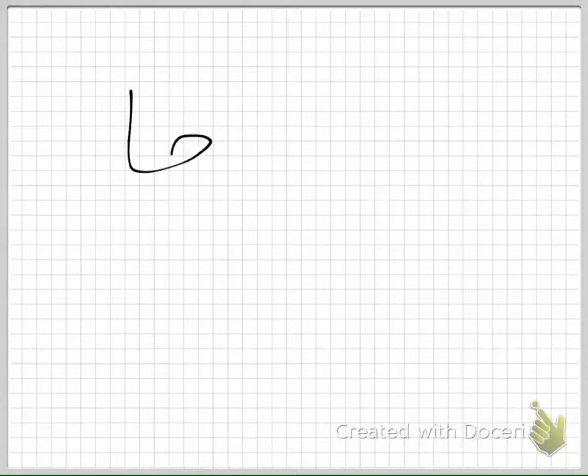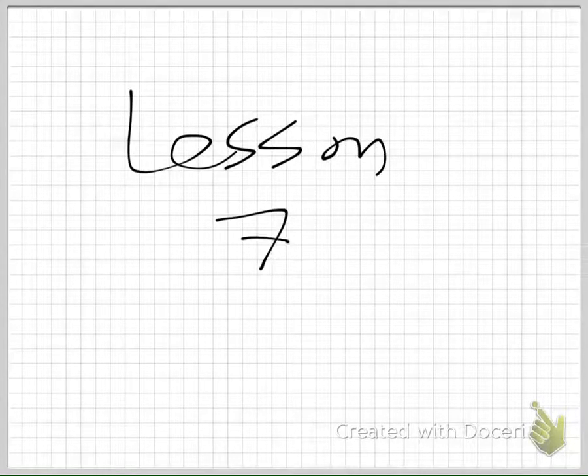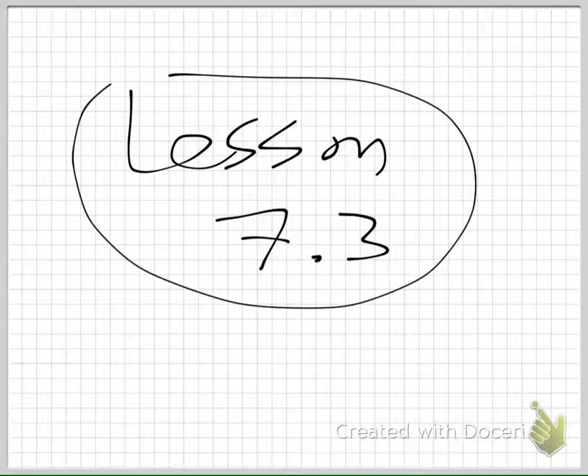This is Algebra lesson 7.3. This is scientific notation. Does anybody know what is the point of scientific notation? What's the point of it?